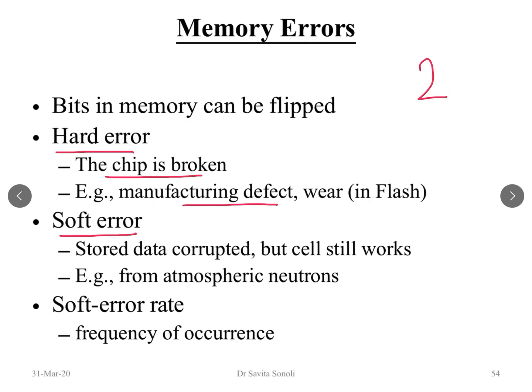Then what about the soft errors? In soft errors, the stored data will be corrupted, but the cell still works. So the memory cell will still be working, but the data which is stored in the memory cell will be corrupted. So that's why there are two types of memory errors. One is hard error and the second one is soft error. The frequency of occurrence of soft error rate is more.